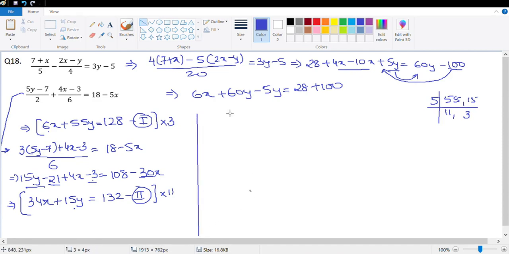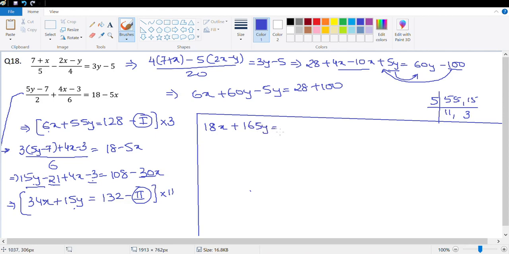Okay, so let's look at this. When I multiply the first equation with 3, that gives me 18x, 6 into 3, that's 18. 55 into 3, that's 165y. And 128 into 3, that's 360 and 24, so that's 384. Let's reconfirm: 360, 84. Yes.